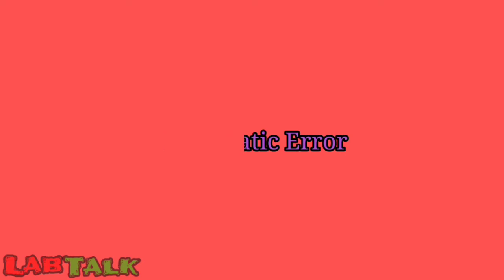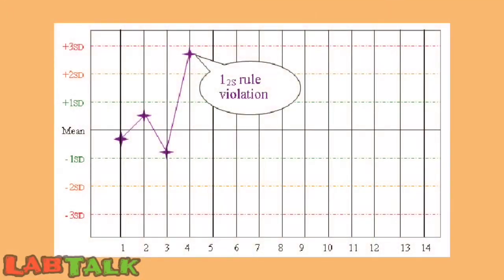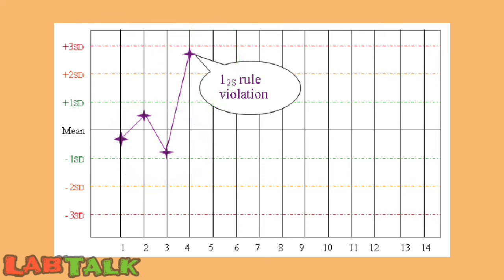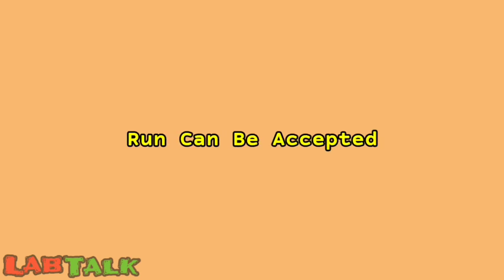In this figure you can see one value is outside the 2 standard deviation limit, whereas the rest of the values are within acceptable limits. So this is called the 1-2S rule, and this is the warning rule where you have to evaluate your control measurement system or testing procedure. This is not a rejection rule and the run can be accepted.